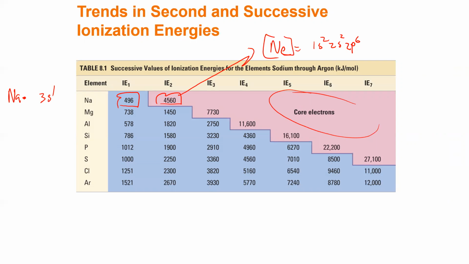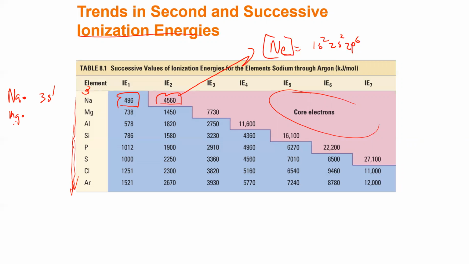Now, if we look at the basic trend of ionization energy, this is kind of confusing because this is period 2. It looks like I'm going down a group, but I'm not. I'm actually going across the third energy level, across the third period here. Now, if I go to magnesium, you can think of it as having 2 valence electrons, or a 3s2.